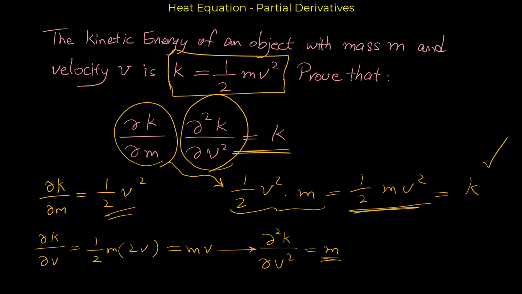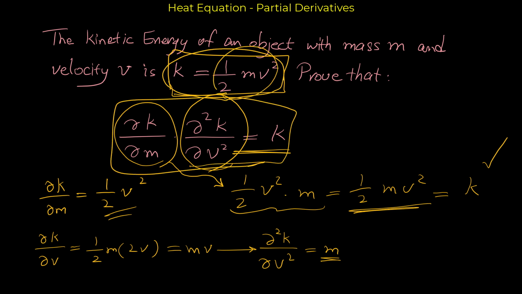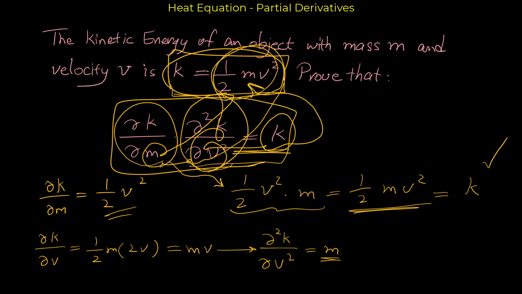This was a relatively simple question. We wanted to prove that this function has this property: the first derivative with respect to m times the second derivative with respect to v equals again the original function, which we showed here.